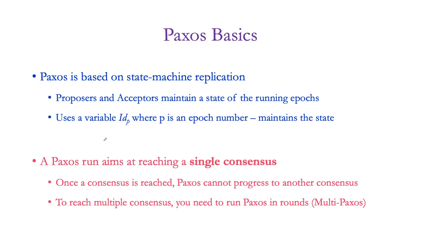And the second one is that a Paxos run aims at reaching a single consensus. Every user in the network comes to a single agreement, like your smart contract in Bitcoin. Once they reach a single consensus, Paxos cannot progress to another consensus, since they have committed to that, and they will try to execute that one successfully in a non-deterministic manner. To reach multiple consensus, one needs to run Paxos in rounds, for multiple Paxos. How that works, we'll check in today's lecture.